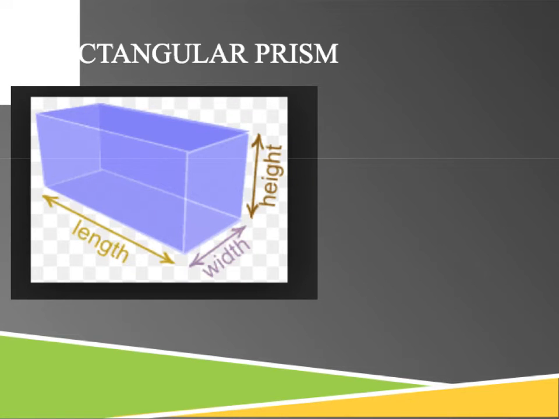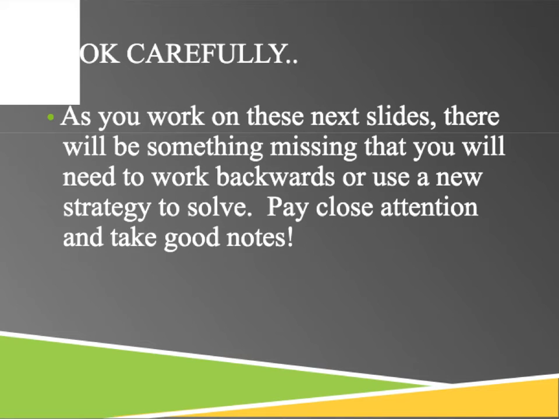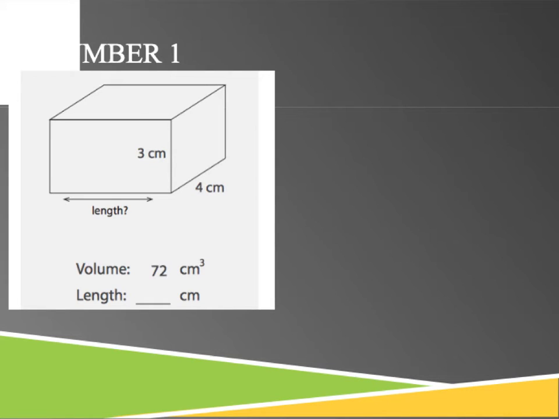All right, remember the rectangular prism has 3 dimensions here. It has the length, the width, and the height, and that's how we find our volume, by multiplying all of those things together. Okay, as you work on the next few slides, there will be something missing that you'll need to work backwards or use a new strategy to solve. Pay close attention and take good notes. All right, so let's take a look at our first problem and solve this one together.